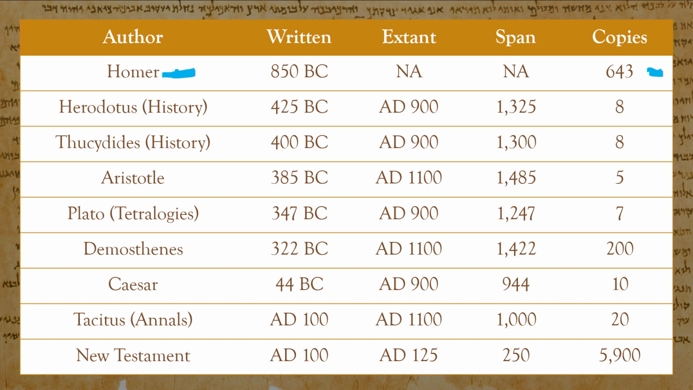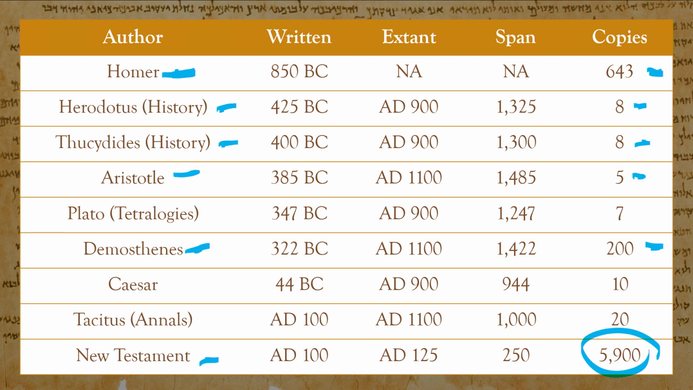Herodotus, we've got 8 copies. Thucydides, we have 8 copies. Aristotle, we have 5 copies. Demosthenes, we have 200 copies. That's pretty good. But then we get to the New Testament, it's just like, what? 5,900 manuscripts? I mean, it's just so bizarre that there would be this many unless God was himself behind it, preserving the text, helping people to figure it out, that this text really did something in people's lives, that they were like, man, I need to make more copies of this.